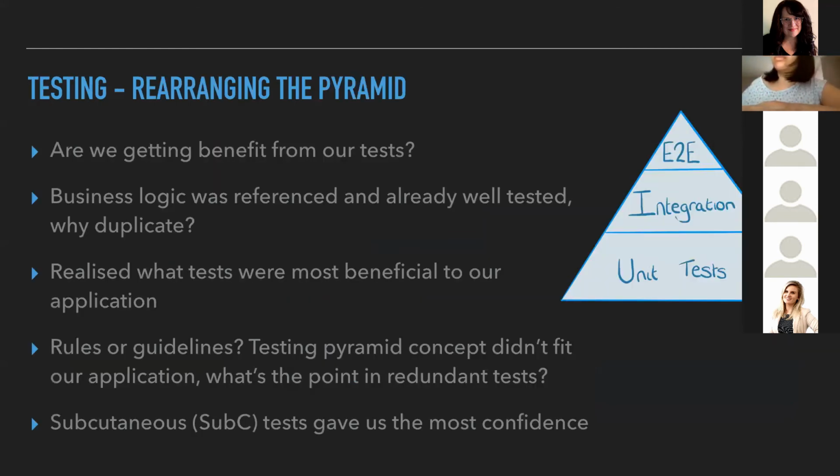Small business rules that are only ever going to change everywhere are a good example of what to put in your shared area. The other thing that has normally guided me in the past is the testing pyramid. We found that because our API was very much input, process, output, and all of our business logic was in a separate library and already heavily tested, we were duplicating a lot of tests. So we found that most of our testing was going to be at the integration level, and a particular type of test that we used, subcutaneous tests, gave us the most confidence that our application was behaving as we intended as we added more code to the code base.